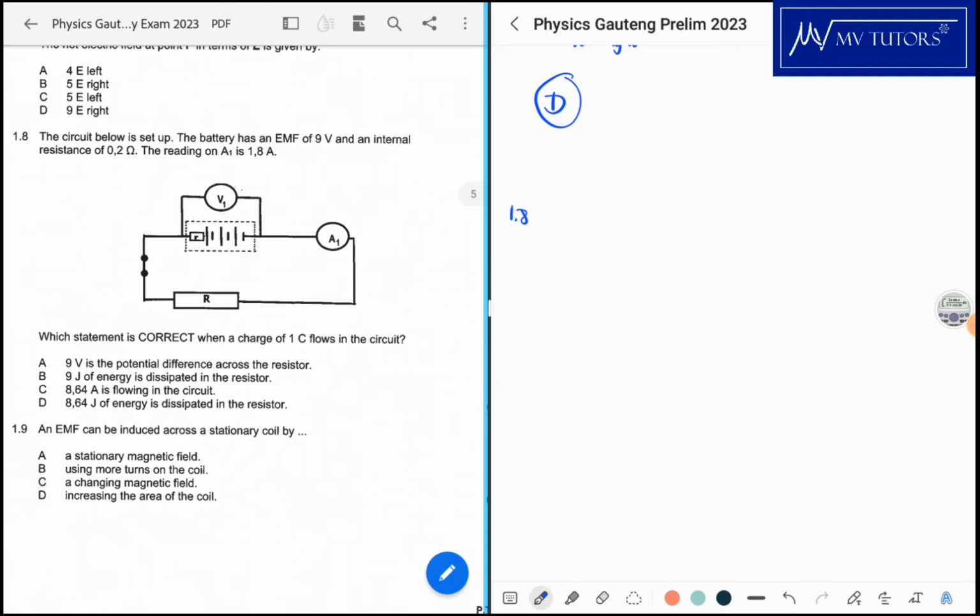Here I see potential difference, joules of energy, and current being talked about. So I'm just going to go ahead and calculate, guys, the EMF, which is equal to your terminal potential difference plus your lost volts. The EMF was given as 9 volts. Your terminal potential difference is what we're actually trying to look for here.